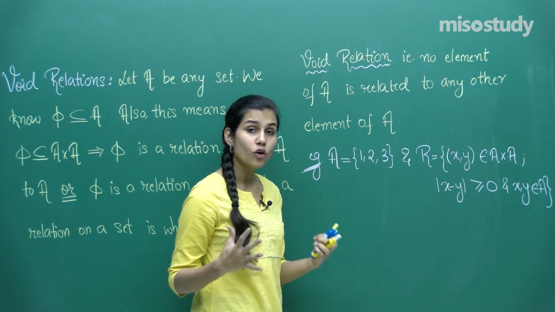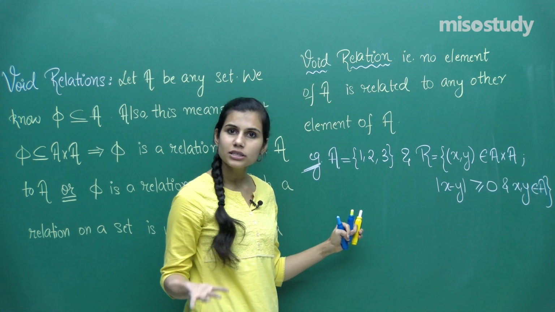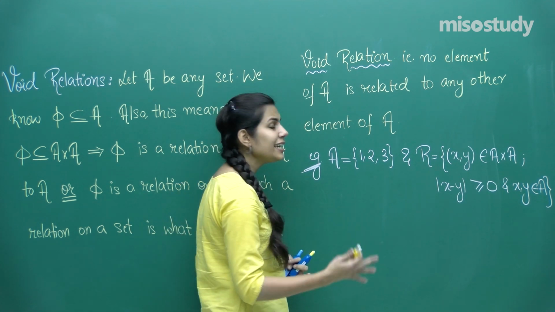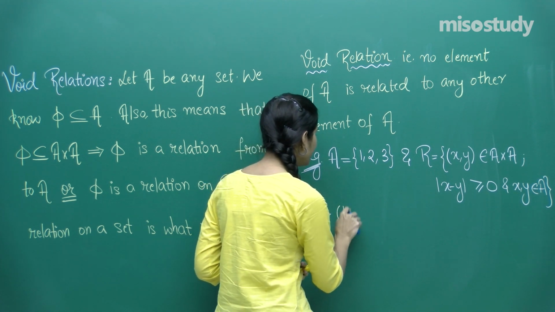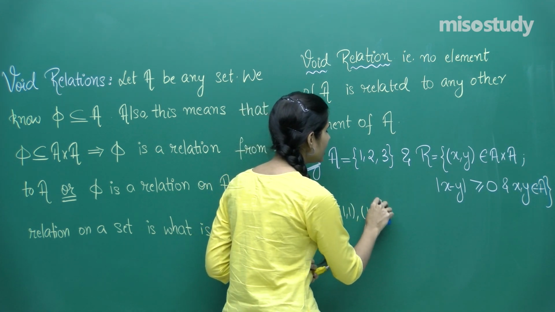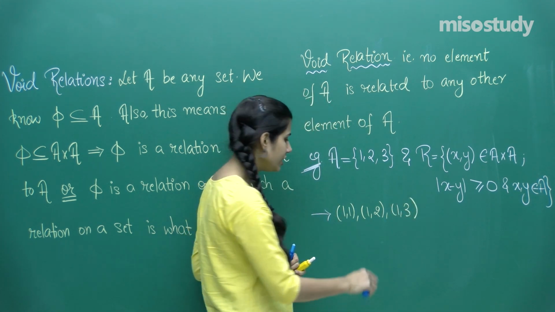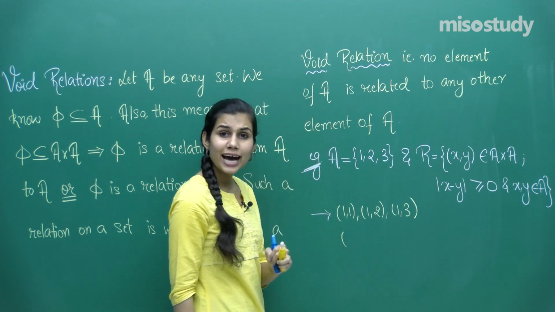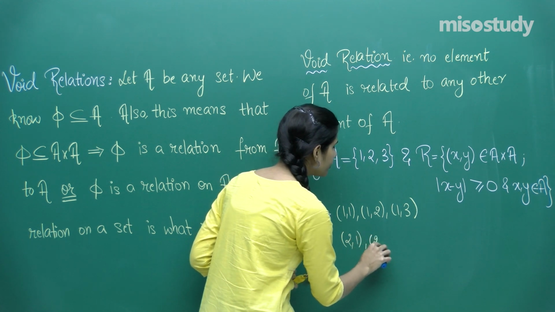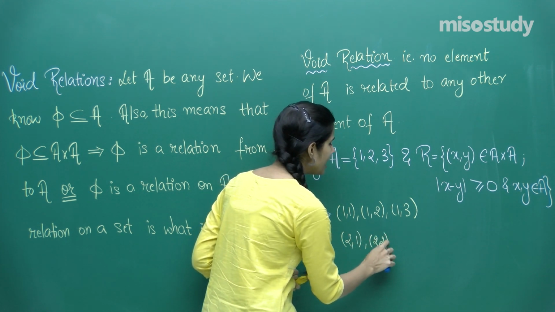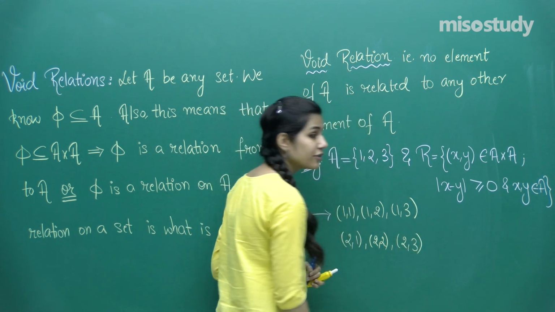Inside A cross A, we have already dealt with the arrow diagram of A cross A. In this case also the same arrow diagram occurs. 3 arrows emerging from 1 corresponding to 3 distinct ordered pairs with 1 as the first element: 1, 1, 2, and 1, 3. Similarly, 3 distinct arrows emerging from 2, giving me only 3 ordered pairs with 2 as the first element: 2, 1, 2, 2 and 2, 3.